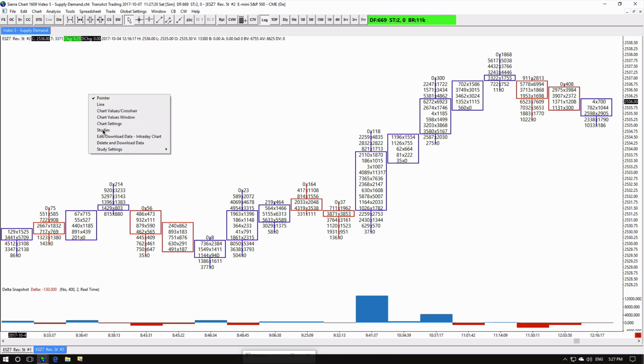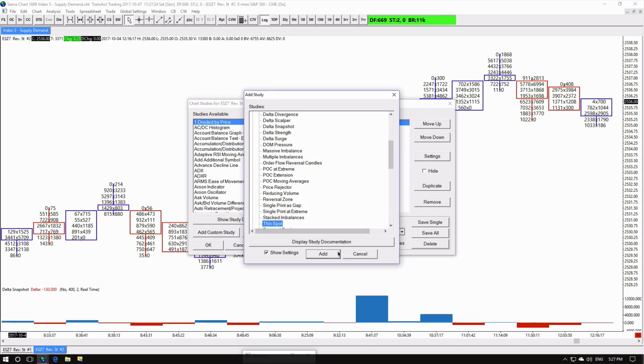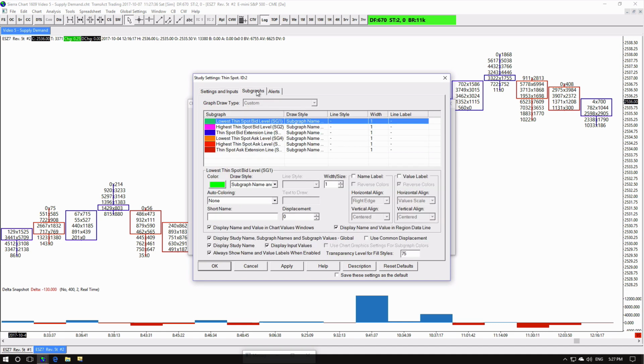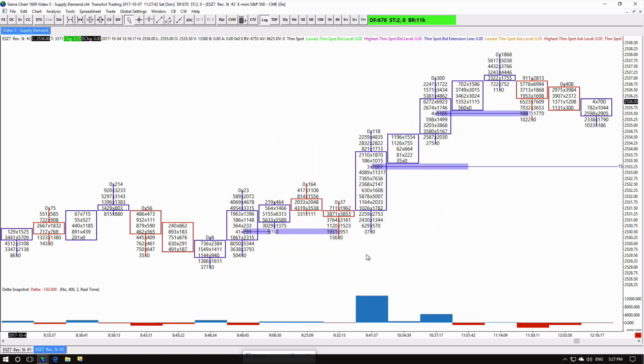The Emoji Thin Spot indicator highlights thin spots by indicating when the bid or the ask volume at a given price level was less than a user-defined percentage of the total bid or ask volume within the bar, and there was aggressive trading activity on the other side of the price quote. We can highlight the thin spot with a forward projection zone and also an extension line that will extend until price next meets the price level, so you've got a visual aid of the potential support or resistance level.